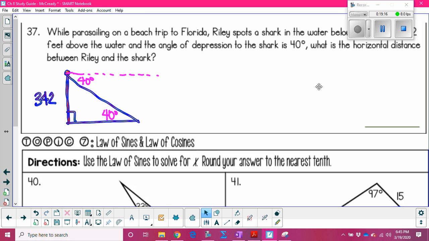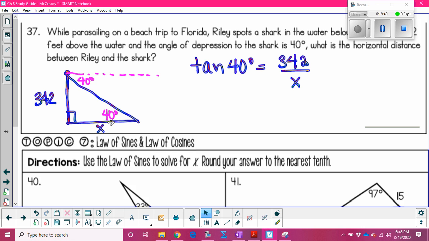We want to know the horizontal distance between her and the shark, so basically from here to here. Setting this up, you have the angle 40 degrees, the side opposite of it, 342 feet, and the side next to it, which is x. You have the opposite and adjacent, which is going to be tangent again. So the tangent of 40 degrees equals the opposite side, 342, over the adjacent side, x.